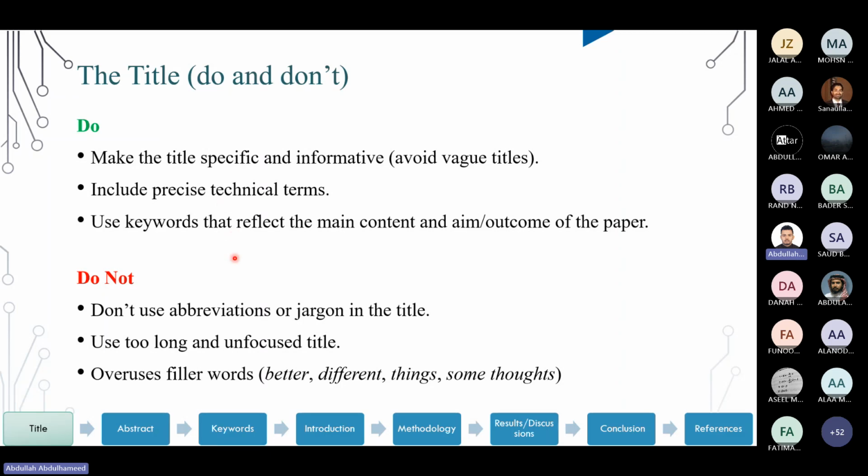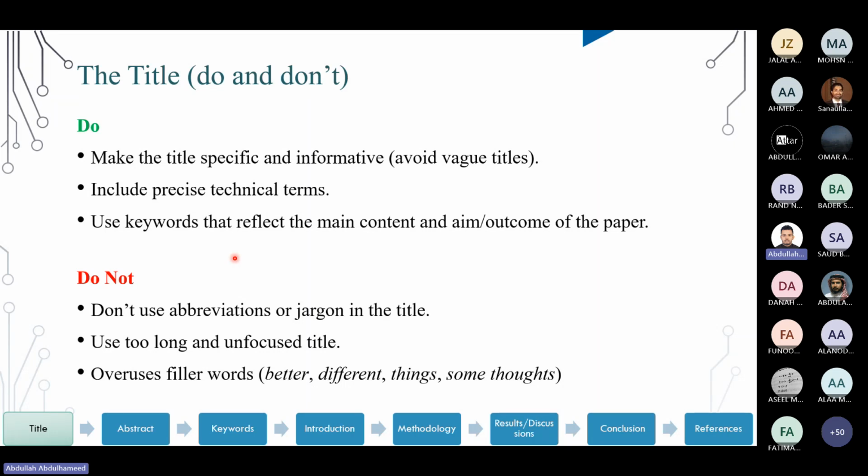Number 3, use keywords that reflect the main content and aim and outcome of the paper. I already mentioned earlier that the keywords should reflect the content of your paper. So do not put words in your title if these keywords are not in your paper. This is not ethical. So please use only keywords that are from your paper. Now, what you should avoid.